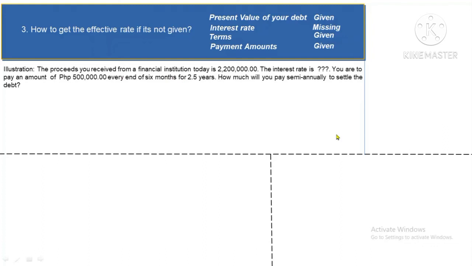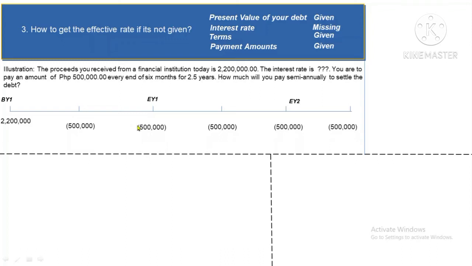To understand the given situation, let us explain it using the timeline. At the very beginning, you are to record 2.2 million as your liability, which is equivalent to the proceeds that you have received from the financial institution. And according to the problem, you are going to pay 500,000 each 6 months period. Then, if you add this 500,000, all in all, you're going to pay 2.5 million. So based on our analysis, it is very clear that there is an interest charge because you're going to pay 2.5 million, however you have only received 2.2 million. The question here is how much is the interest rate?